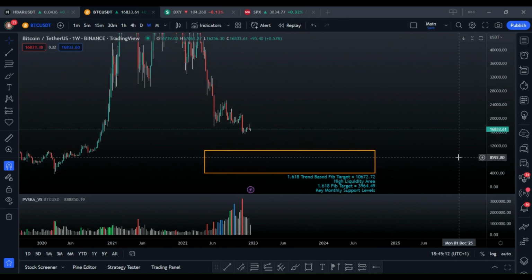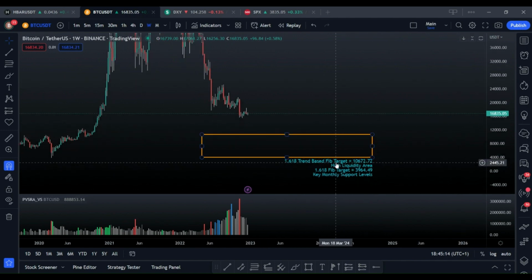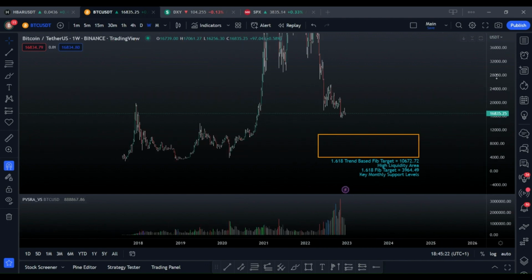And much like before, I've drawn an area of interest right here with confidence factors pointing to this area being the bottom, between right about 11k to 3 to 4k US dollars roughly. And as I wrote right here, it's a 1.618 trend base fib target. You might wonder what that means.